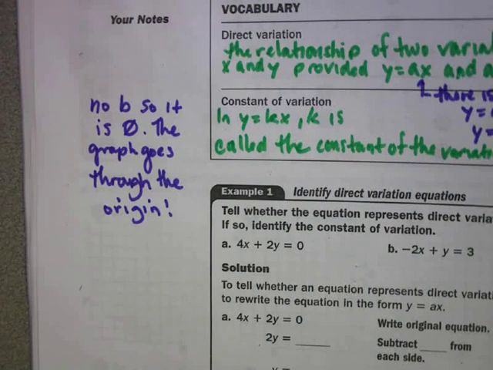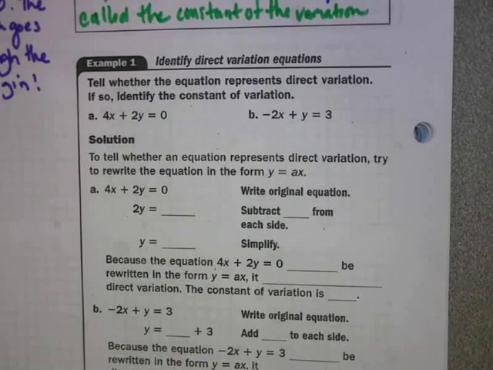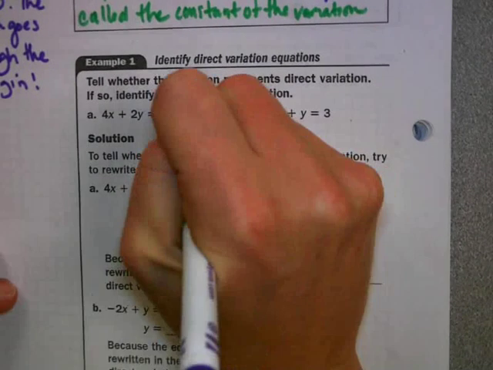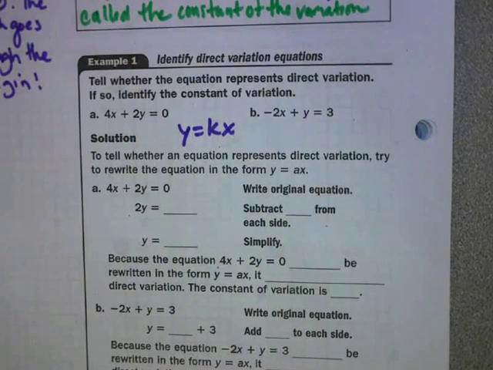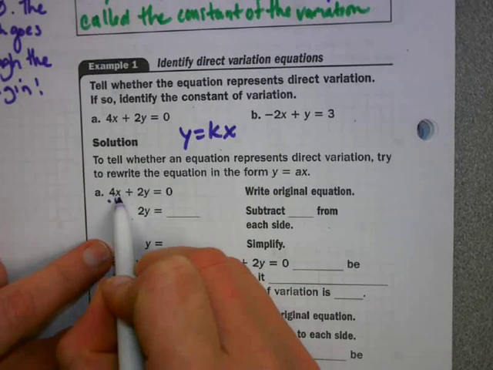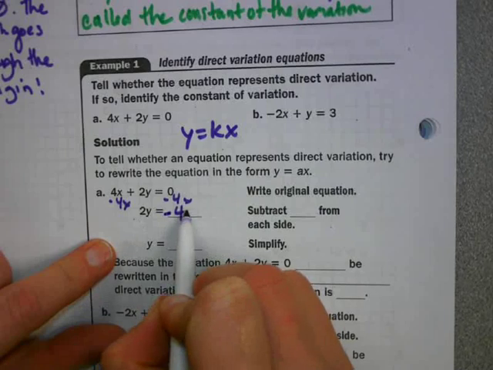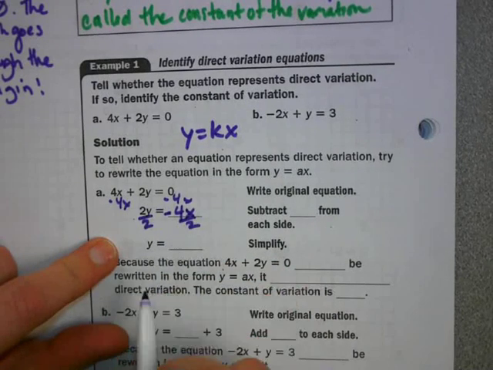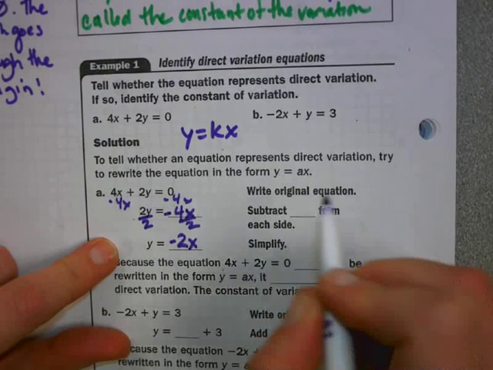The first thing, though, that we're going to do here in example 1 is we're going to identify whether or not an equation represents direct variation. So does it meet this y equals kx model? Well, you need to get y by itself to see. So this first equation, they have the work here, and they're going to subtract 4x from both sides. So we have 2y equals negative 4x. Divide by 2, and then simplify, so y equals negative 2x.